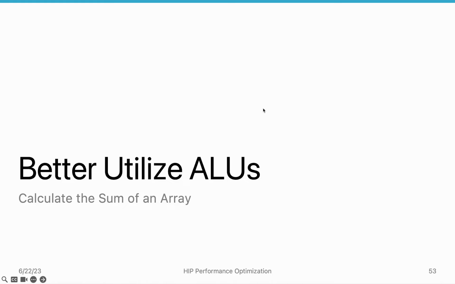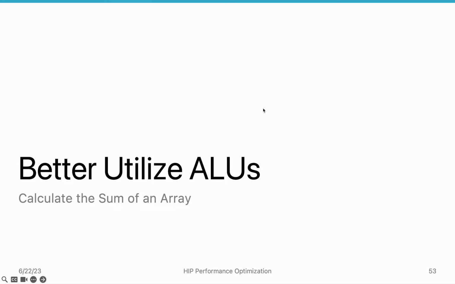In the previous video, we talked about how occupancy impacts performance. But sometimes we cannot easily tune occupancy. Assuming we have a lot of threads running in one compute unit, how can we better utilize all these ALUs? There's a key concept called thread divergence.